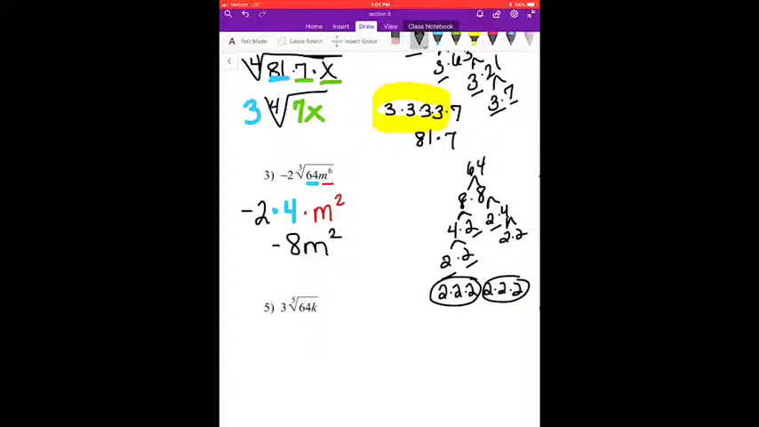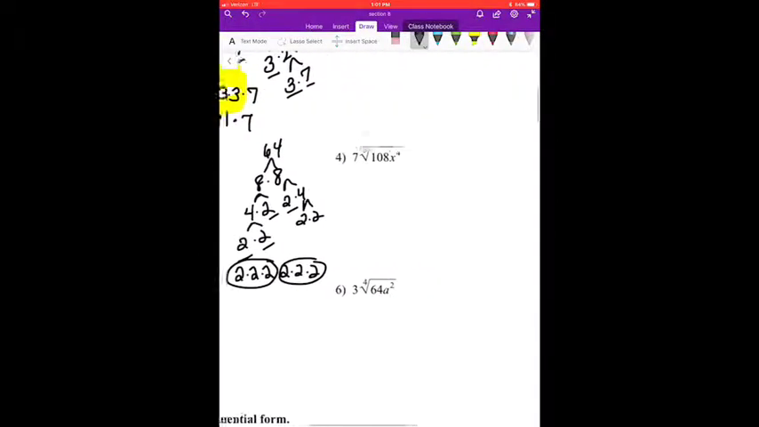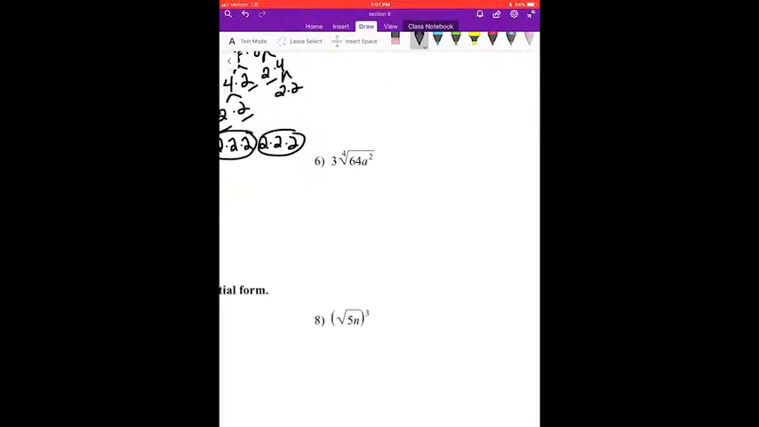Number 6. All right, so we have a coefficient of 3. Is 64 a perfect fourth? No. All right, so I'm going to do a factor tree. I know 8 times 8 is 64. Does it matter which two factors you start with as long as they're actually factors of the number? Could we start with two different factors? Yeah, because in the end, we're going to get the same prime numbers.